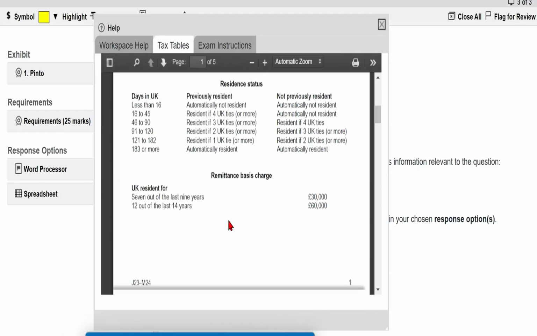So this is the residency status table, which will be provided to you in the exam. Don't worry about that. So basically, first of all, we will look for each of the respective tax years, how many days there are.